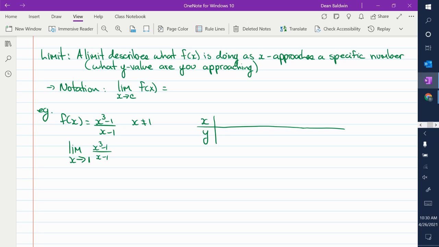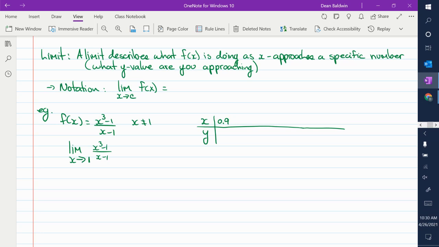So I just said you can't put 1 in there, right? But I want to know what the function is doing as we get close to 1. I don't care what happens at 1. Just what is the function doing as we get close to 1? So because we can't plug 1 in, we do a table of values, and we plug numbers in that are getting closer to 1. So we'll start with an x value of 0.9. We're pretty close to 1.